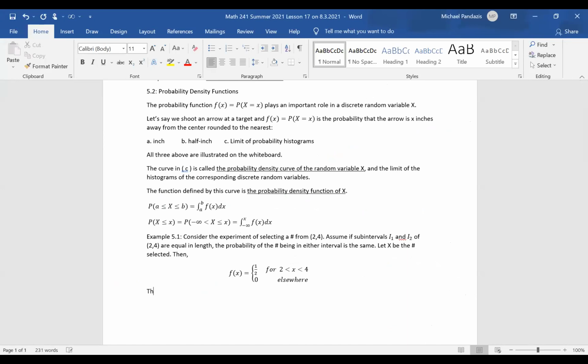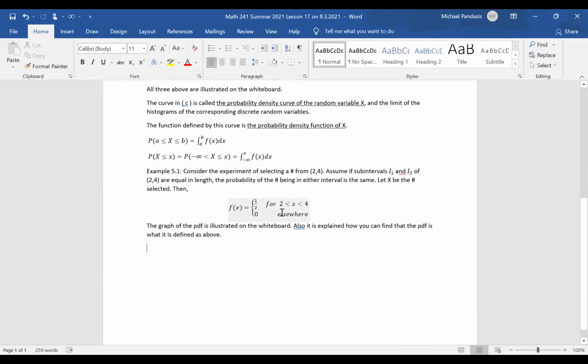So the graph of the PDF is illustrated on the board, and I also explained how you can find that the PDF is what it is defined as above. You didn't have to be given that PDF, you could have found it.